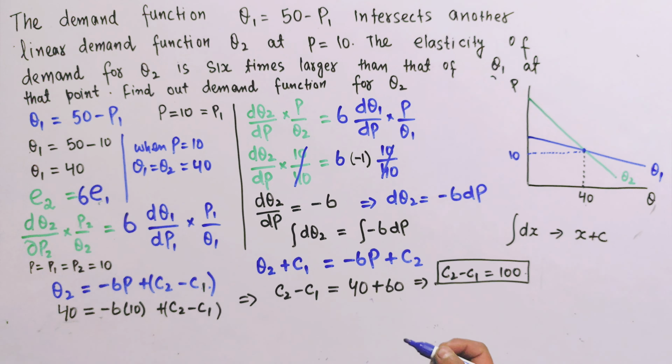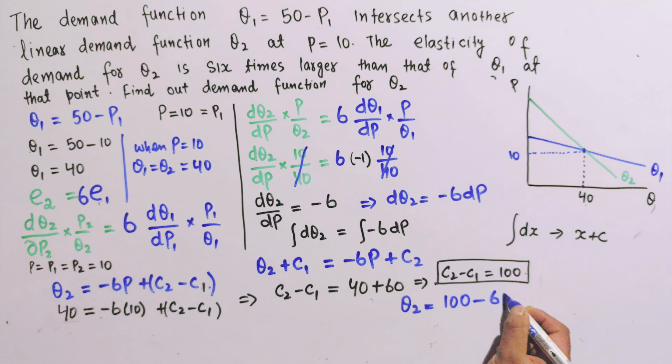So what is then the demand function for Q2? Q2 will be equal to, we plug the value of c2 minus c1 in this equation. c2 minus c1 came out to be 100, then we have minus 6P. That will be the demand function for Q2. I hope I make myself clear in this video. Thank you.